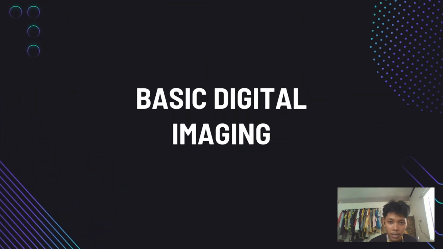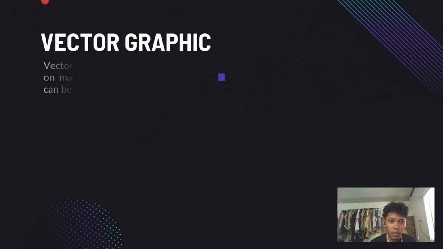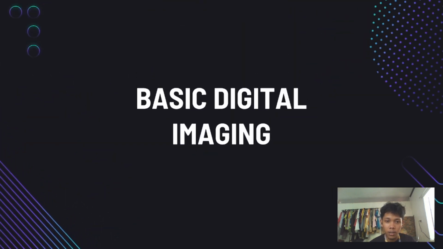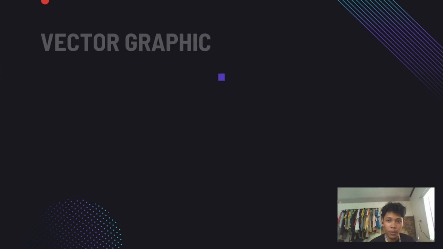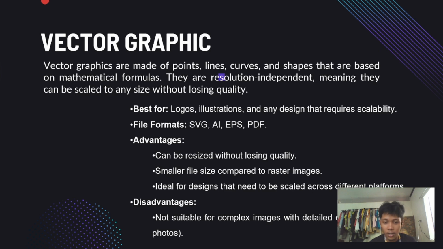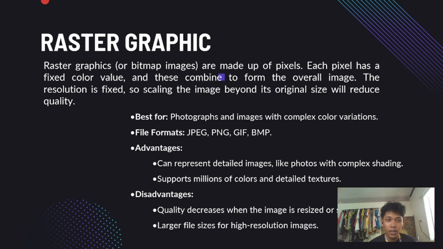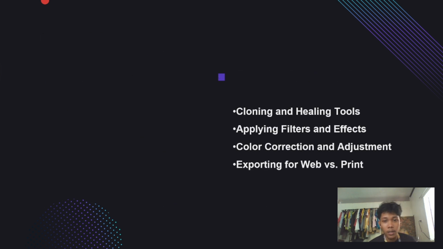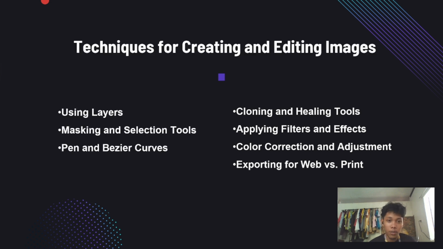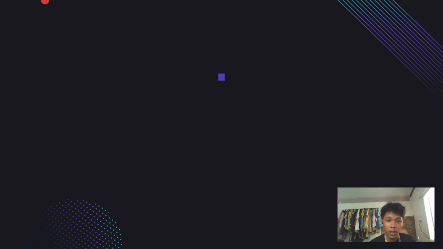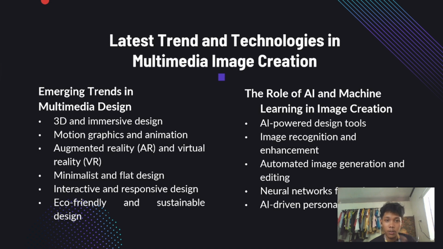And basic digital imaging. Let's go. So that's vector graphics. Let me explain a little the disadvantage: it is not suitable for complex images, and Illustrator designs require skill. Next, raster graphics or bitmap images are made of pixels. This should actually be in lesson 2, so we'll skip it for now.